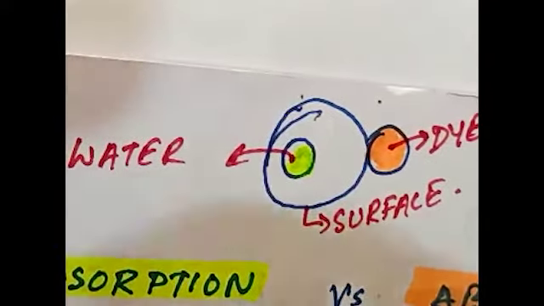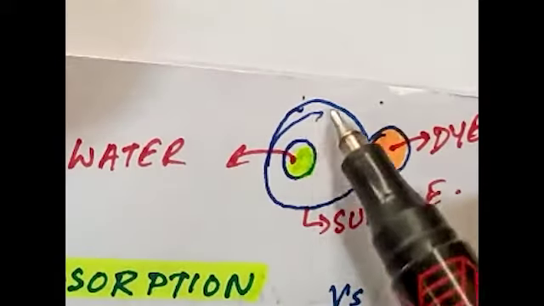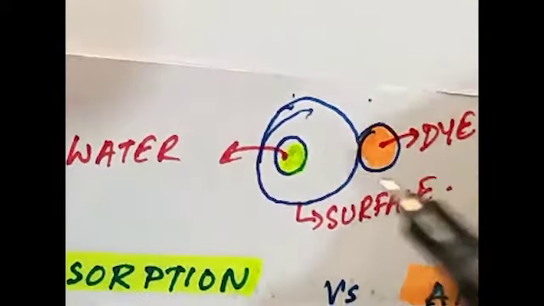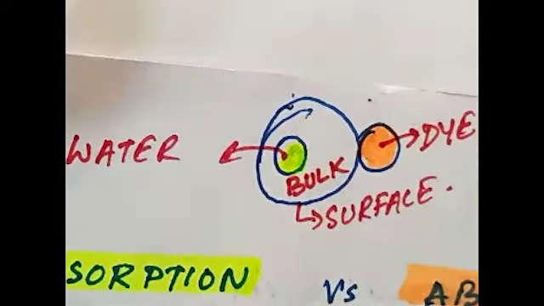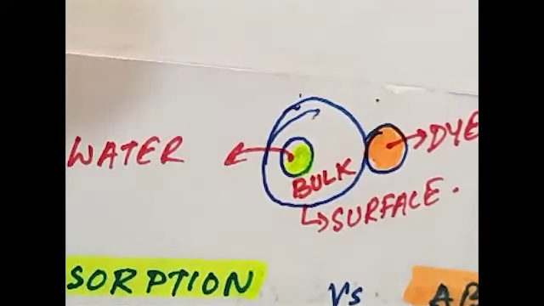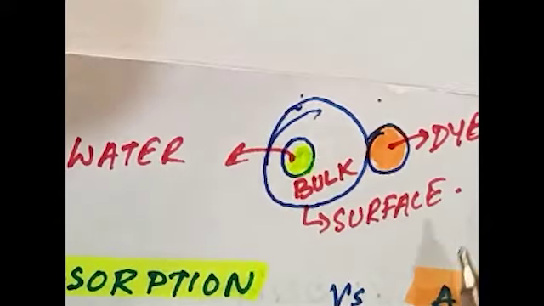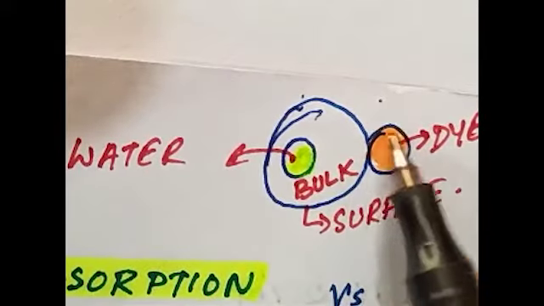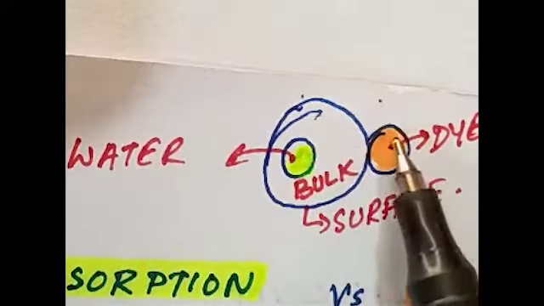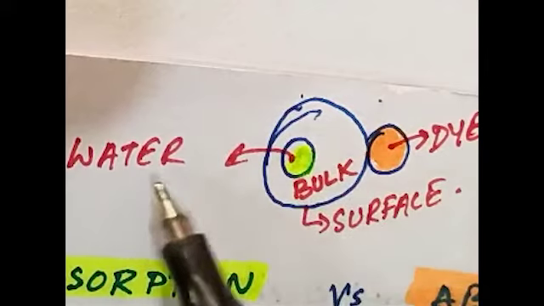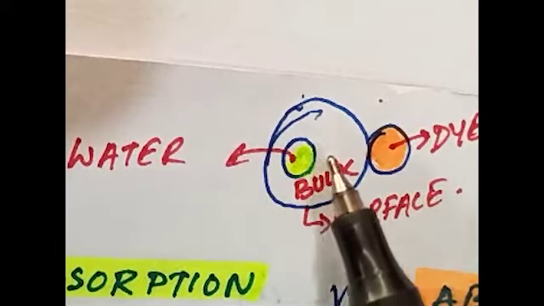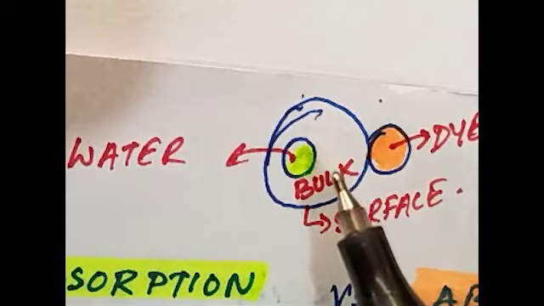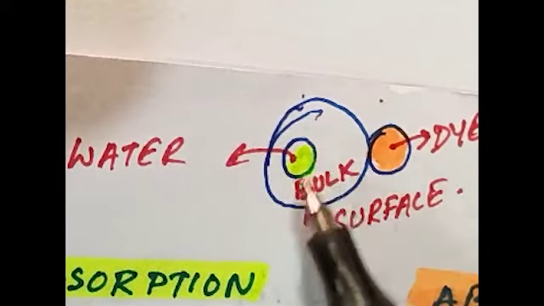Okay, these water particles are going inside the body. Fine. So the inside of the body is known as bulk. Ink particles are getting stuck on the surface. They have no entry inside, but water can go inside the chalk also, so the inside part of the chalk will become wet. This is known as bulk.